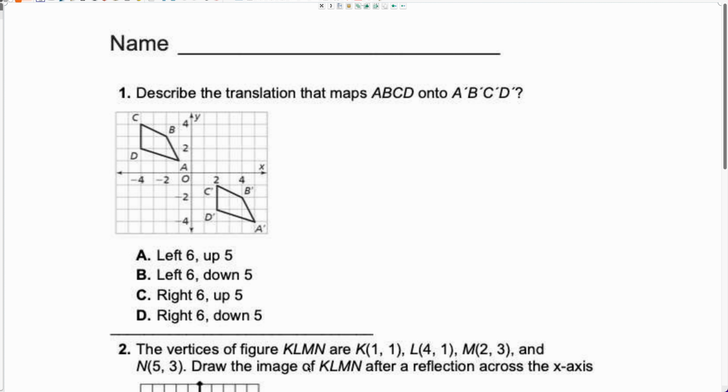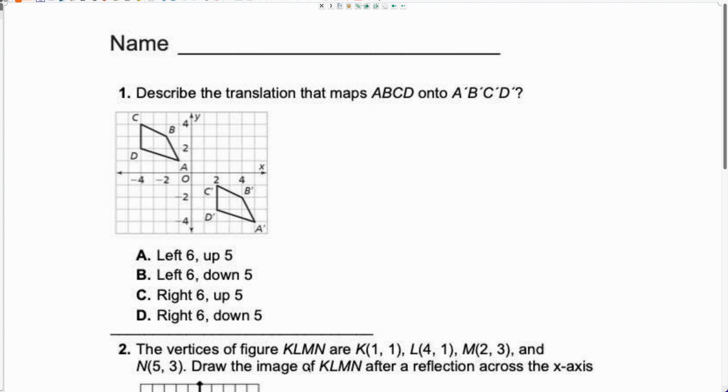Okay, here is the review for our test coming up tomorrow, Chapter 6 test. It's all about moving shapes, transforming shapes, so translations, rotations, and reflections, and also angles and triangles and parallel lines. There's a little bit of all that on the test.